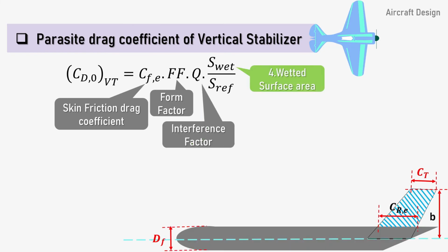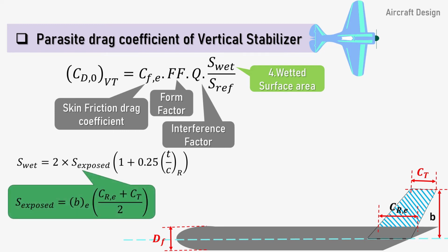Okay, now moving to the weighted surface area for the vertical tail. Now we need to find it using this formula, same as that of the horizontal tail. Here also there is a slight modification in the formula: S exposed, b vertical for the exposed, equals C_RE plus C_T by 2. Now substituting all the values, b_VT equals b_VT minus d_F by 2. So we get b_VT around 7.21 meter. Now from here we get the exposed area of the vertical tail.